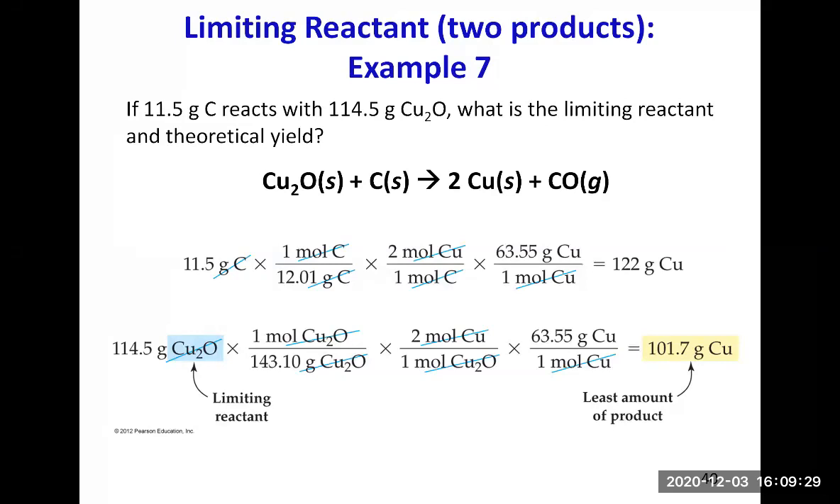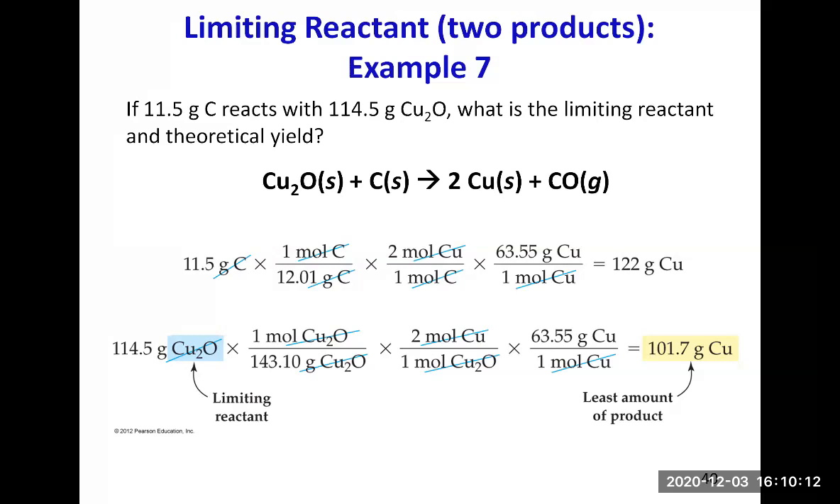101.6977. Here, the given amount has 4 sig figs. The molar mass of copper has 4 sig figs. The molar mass of Cu2O has 5 sig figs. So the limiting amount of sig figs comes from the molar mass of copper and the given amount of Cu2O. So it's 4 sig figs. So you keep 101.69. So what comes after the 6 is a 9. So you round the 9 up to a 7. So it's 101.7 grams of copper made from 114.5 grams of Cu2O.